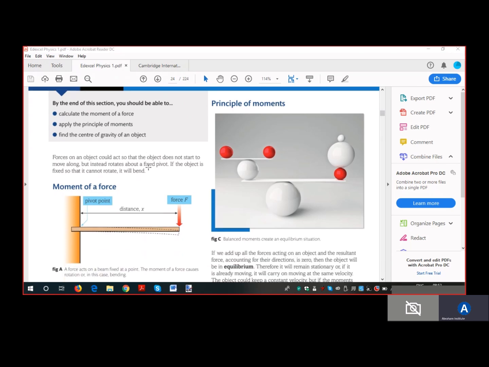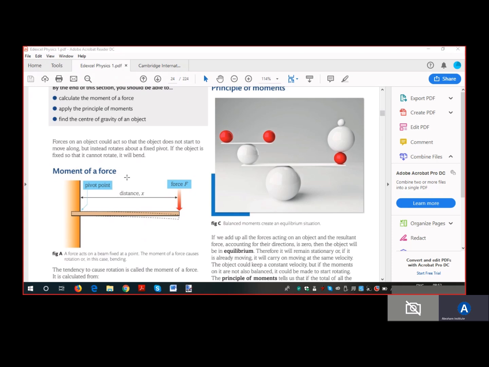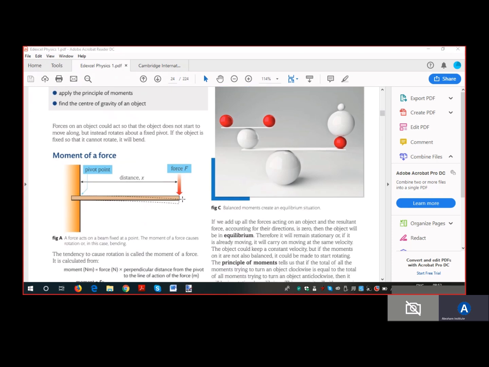All right, you can see here moment of a force. The force is shown and the distance from the pivot. This pivot point is also called the axis of rotation. We assume that the object is fixed at the pivot point or axis of rotation, but it can rotate about that point. And the distance we can take as the perpendicular distance from the axis of rotation or pivot point to the line of action of the force.